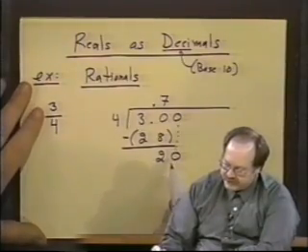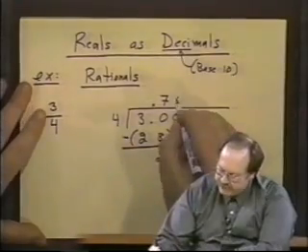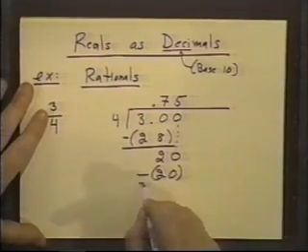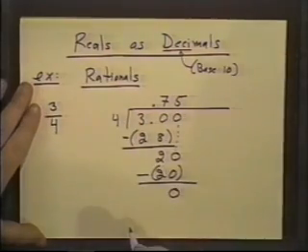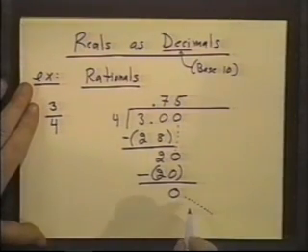Now, watch what happens next. I have 20 here. What could I multiply by 4 to get 20? Well, 5 will do the trick. 5 times 4 is 20. I then subtract that away, and I'm left with nothing. So I can stop there. But I can also think of this as now a trivial division, because all the other numbers will be 0.